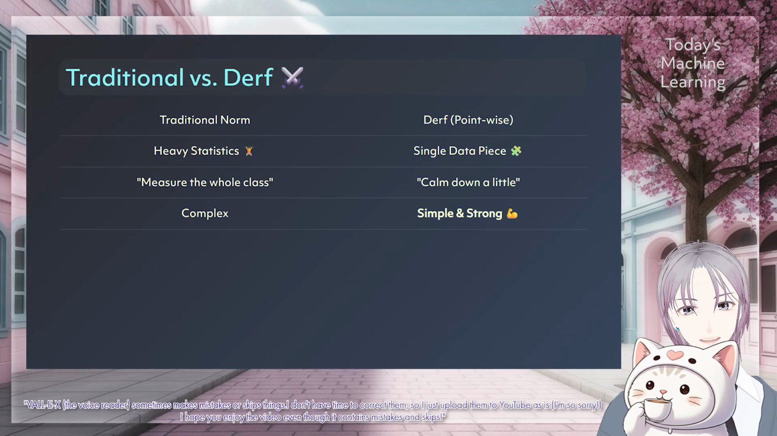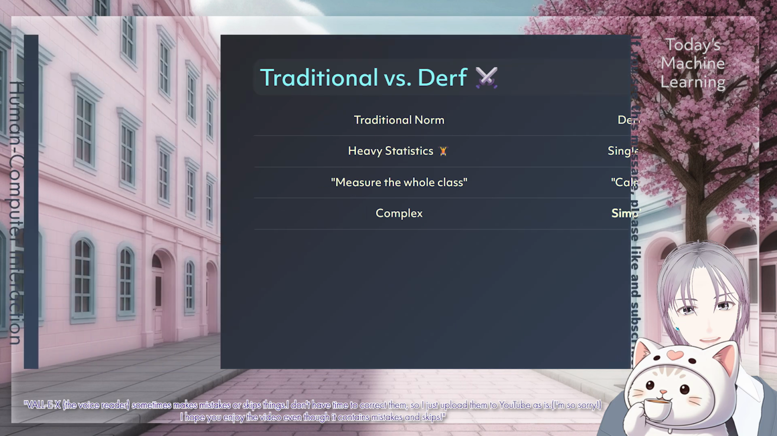So, what is the problem this paper is solving? Well, traditional normalization is heavy. It relies on statistics. It needs to know what everyone else is doing. Derf is a pointwise function. That means it looks at just one piece of data at a time and transforms it using a simple curve. It is like telling each student, just calm down a little bit, without needing to measure the whole class. This makes the system simpler and, as it turns out, much stronger.